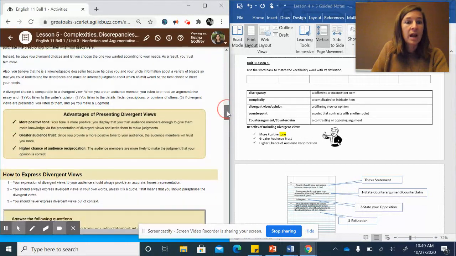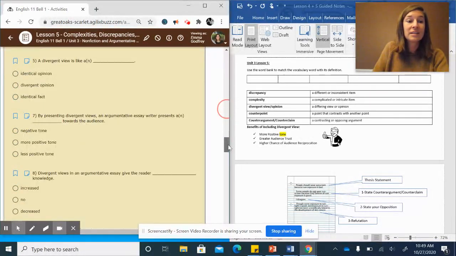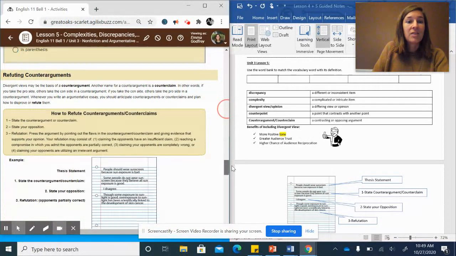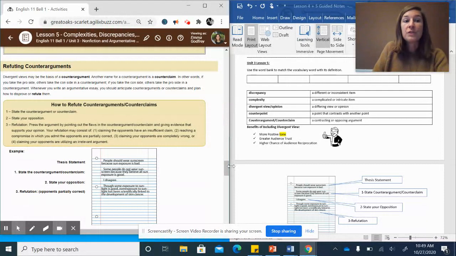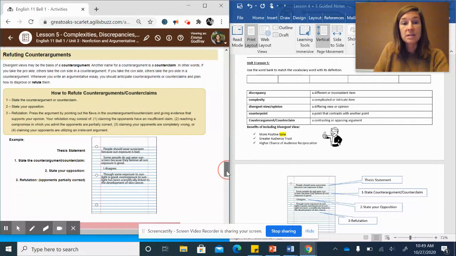There are some points on how to express divergent views. You want to pull them in, but you want to make sure that they aren't stronger than your side. And then this is really important, refuting counter arguments. So if you refute something, you show how it's not as strong as your side. And I thought this was a really great little graphic here. So I included that on your notes because it hits on a lot of these other pieces.